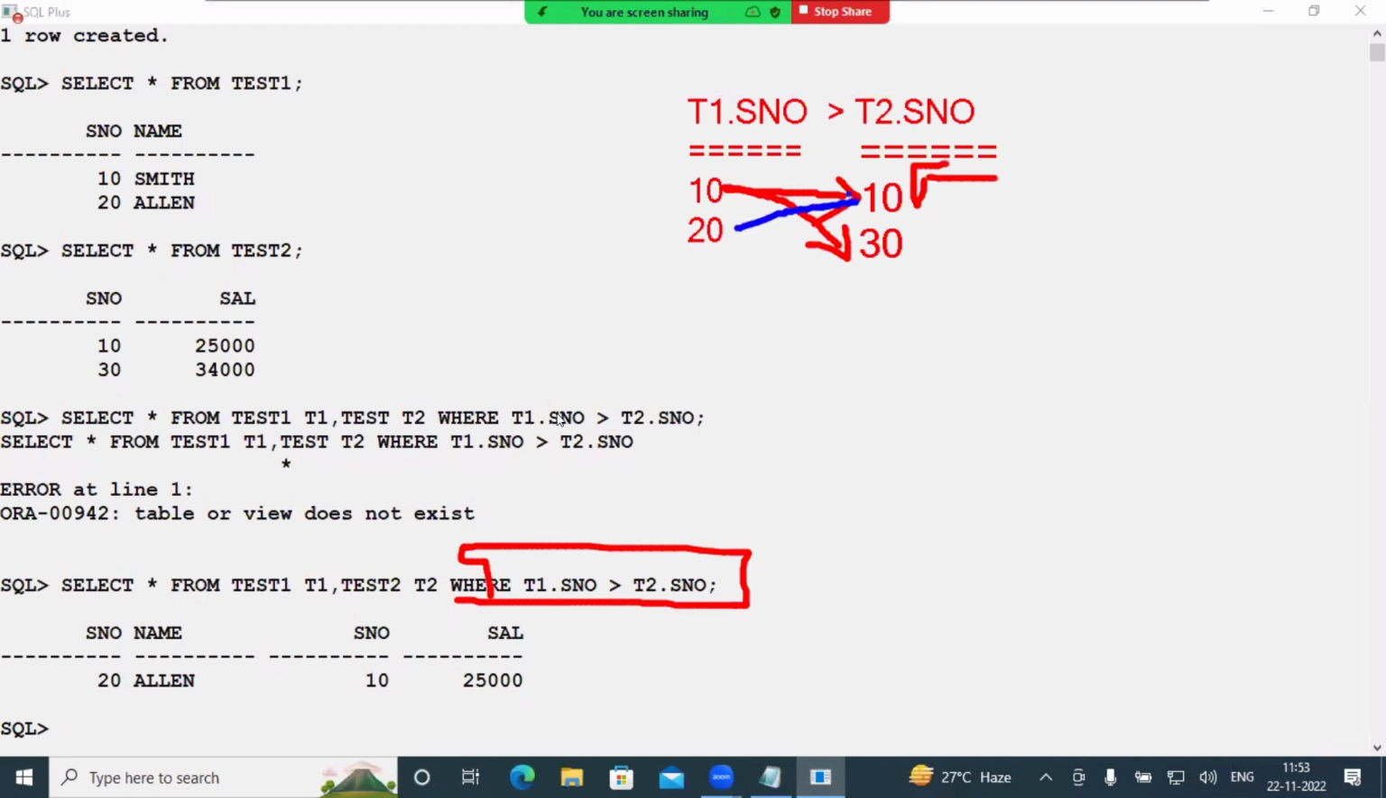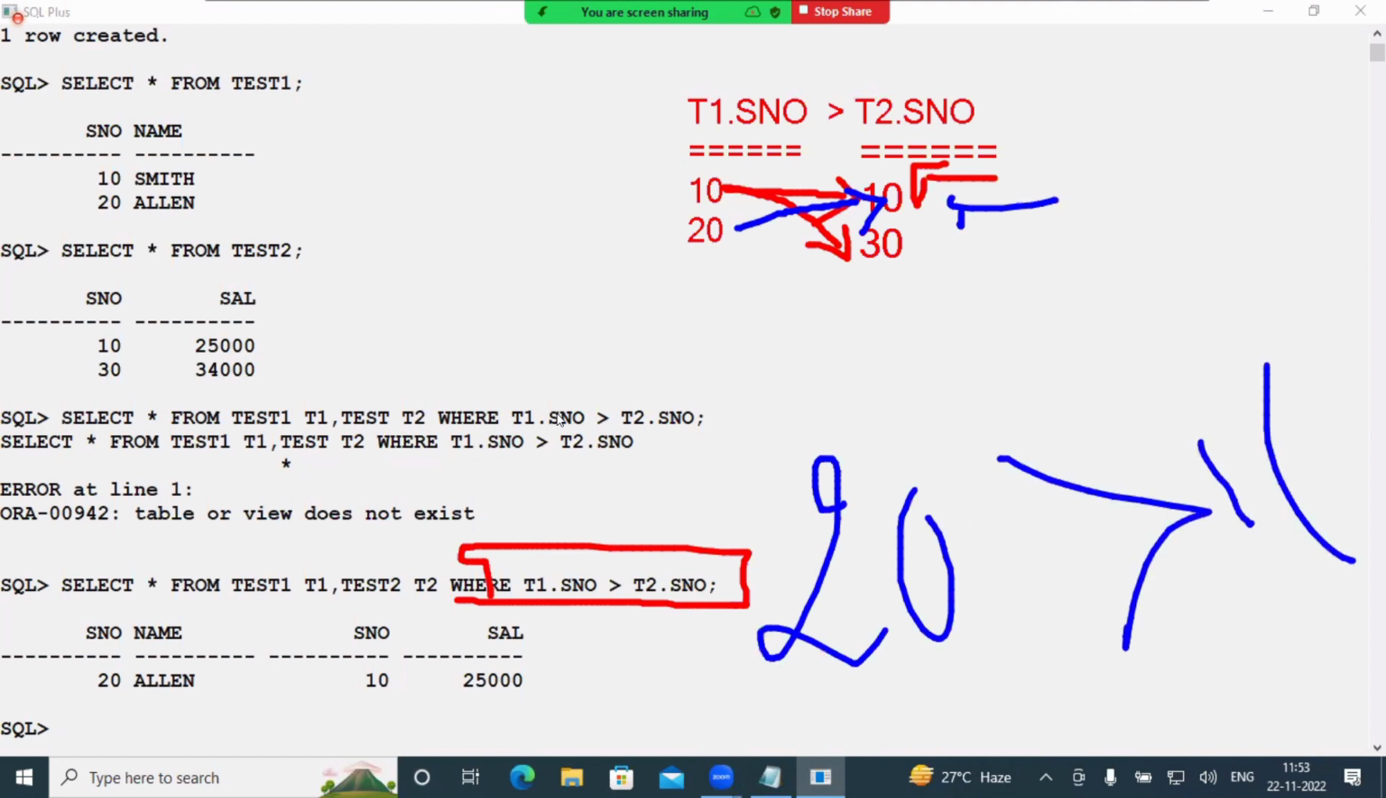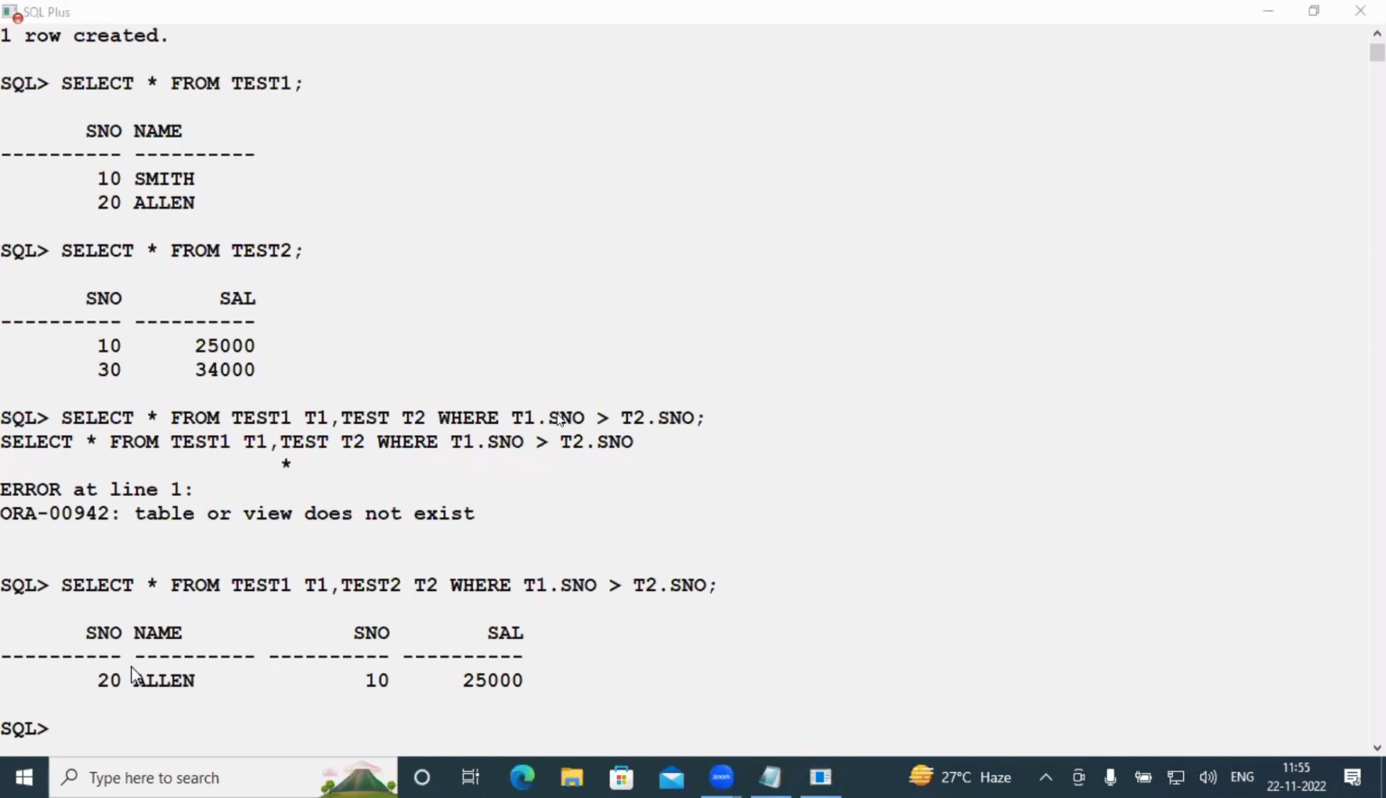Next one is the second one. 20 is greater than 10, condition true or false? Yes, condition true. So condition true means my output is 20 is greater than 10. So this is the correct condition. Next, 20 is greater than 30. False here. And finally, 20, 10 came. Now do you understand?